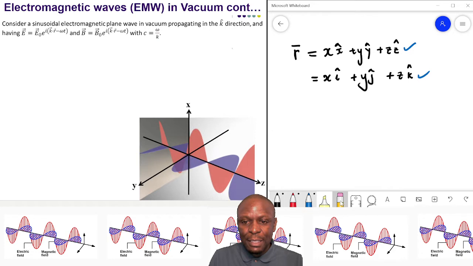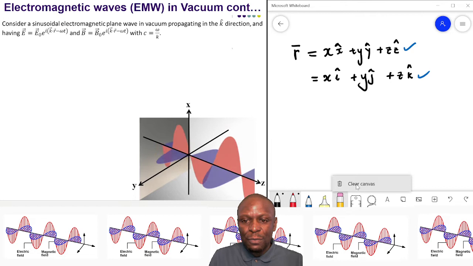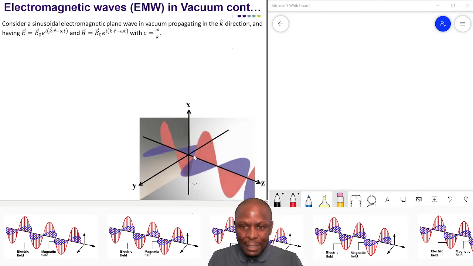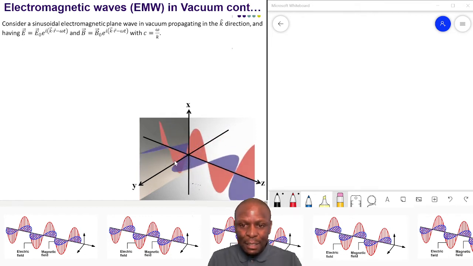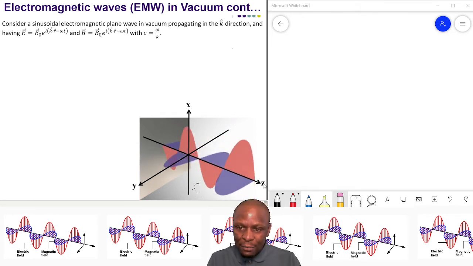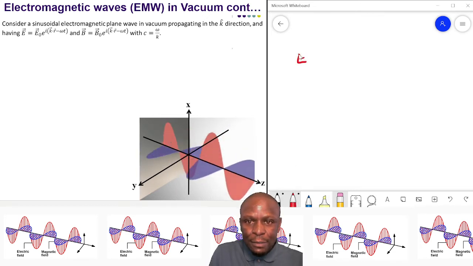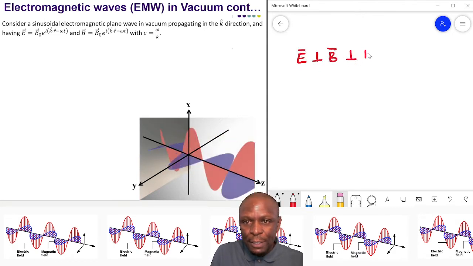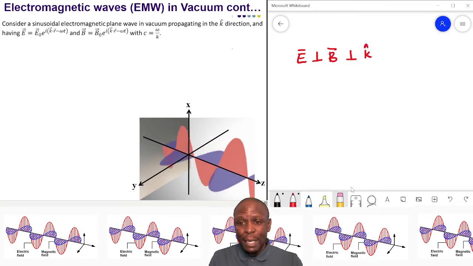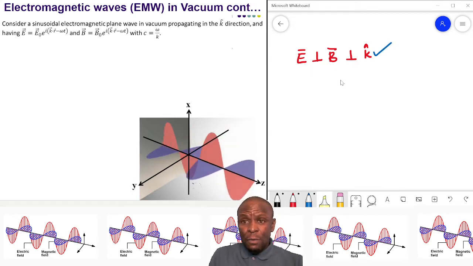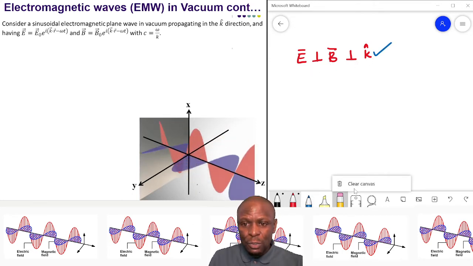So in this particular case of the wave, I'm saying the electric field is in x, and the blue part, the magnetic field, is in y, and they are all traveling in the z direction. And I must also remind you from the previous class that the electric field is perpendicular to the magnetic field and is also perpendicular to the direction of motion. So this is what we are seeing from that diagram, and this is what I'm going to prove for you today.